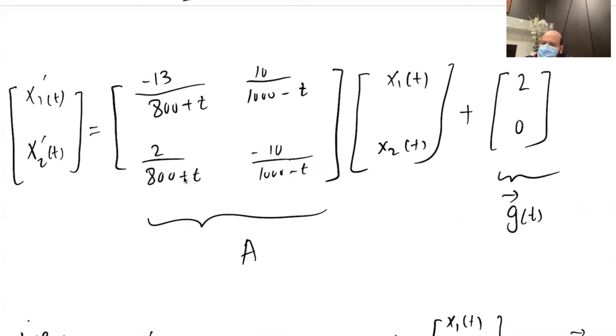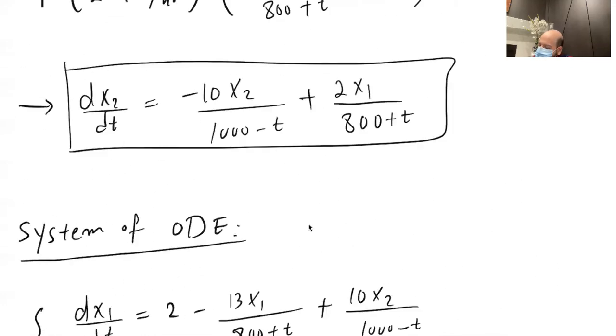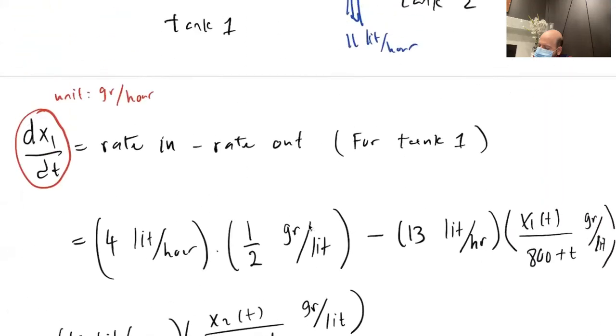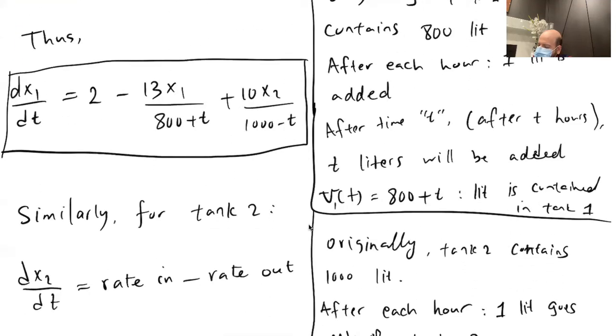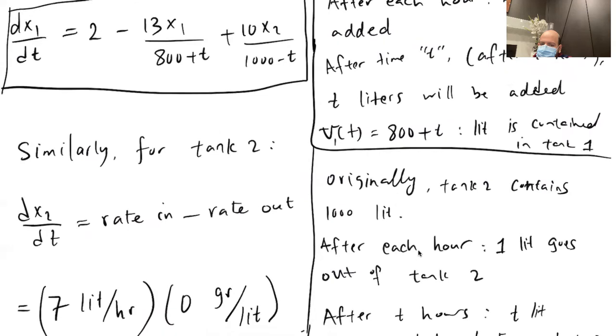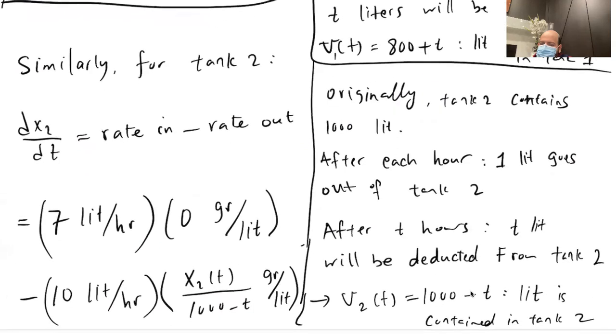They were the volumes of water or salt water in tank 1 and tank 2, what we called V1 of t and V2 of t. 800 plus t appears here and here. 1000 minus t appears here and here. So if you remember, V1 of t is 800 plus t, V2 of t is 1000 minus t.